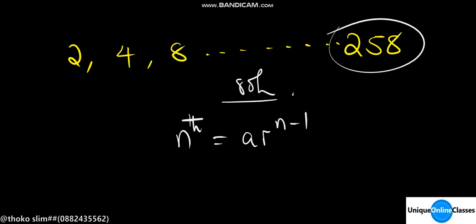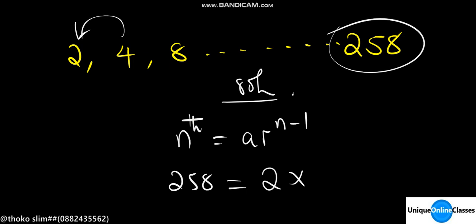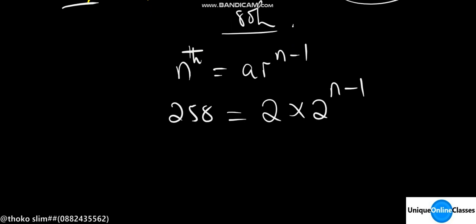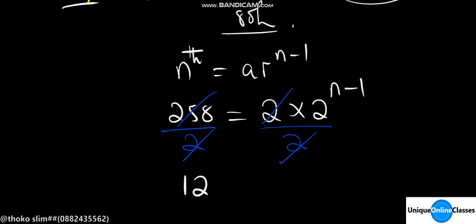So our nth term in this case is 256. So we have 256 here equal to a, which is 2, times r, which is 2, raised to the power n minus 1, because you don't know how many terms there are from 2 to 256. So we should remove the one multiplying, so here we're going to divide by 2. This one cancels and we get 128. So we have 128 is equal to 2 raised to the power n minus 1.